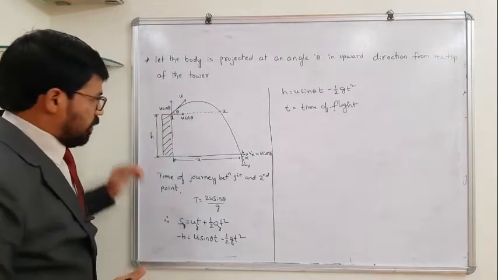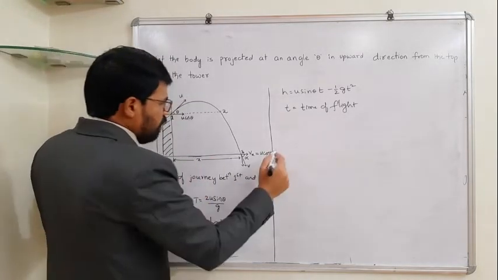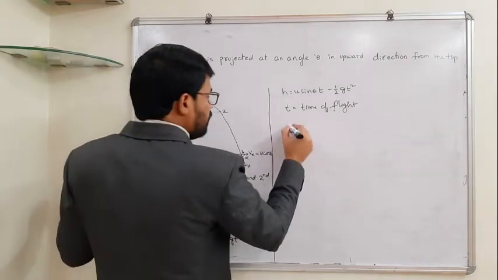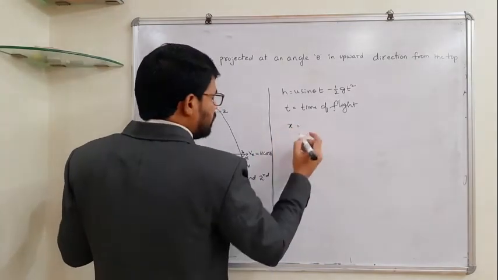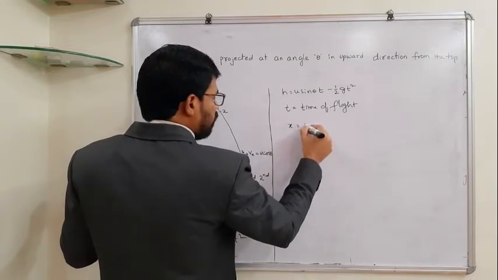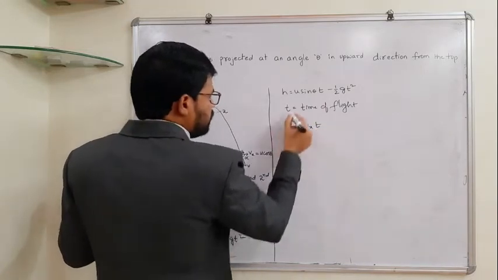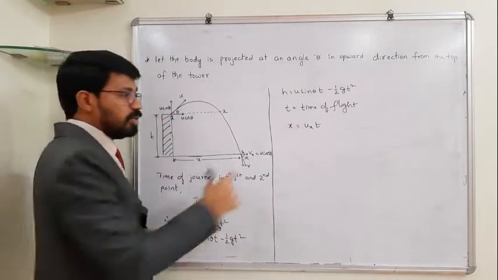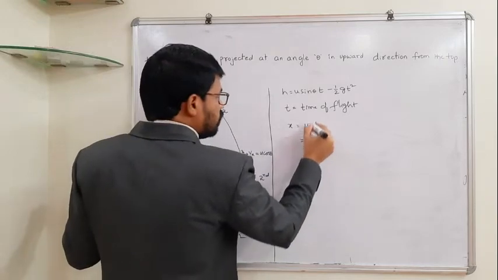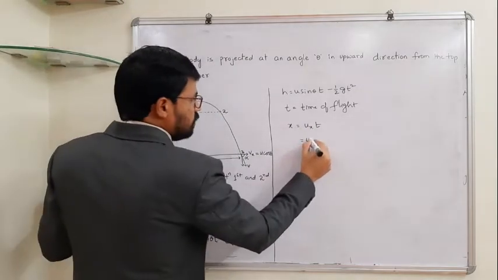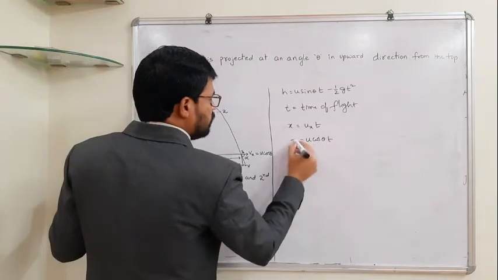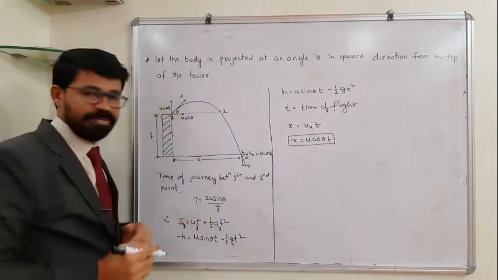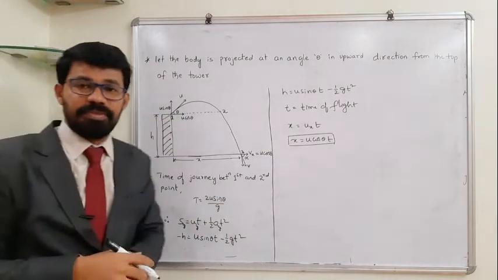So with the constant velocity along the horizontal direction, how much distance has the body covered? Equal to x. Therefore, distance covered or horizontal range is equal to horizontal component of velocity ux into time of flight. This t is time of flight. Whatever value you get from the above equation, you can replace it here directly. So ux is u cos theta, into t. This expression gives us the total horizontal distance covered by the body in this kind of projection.